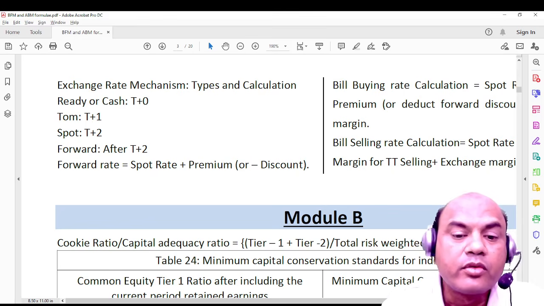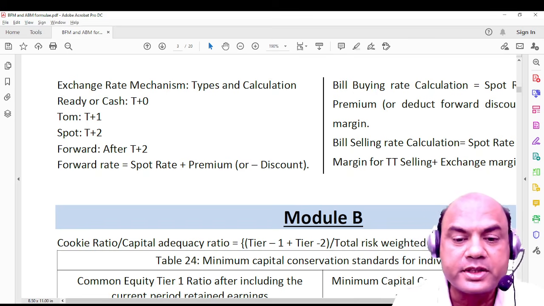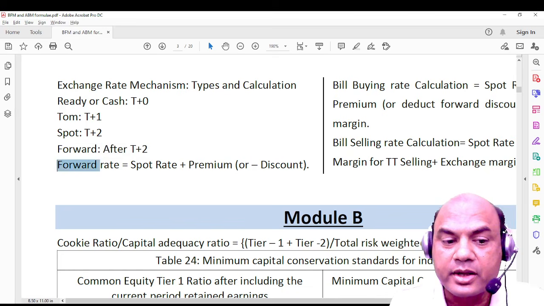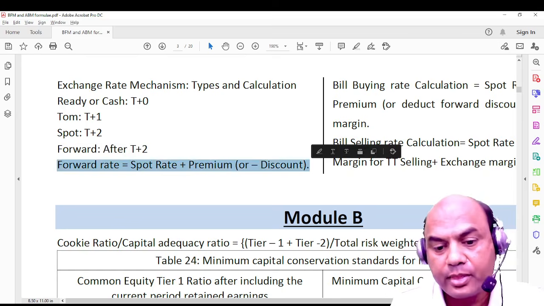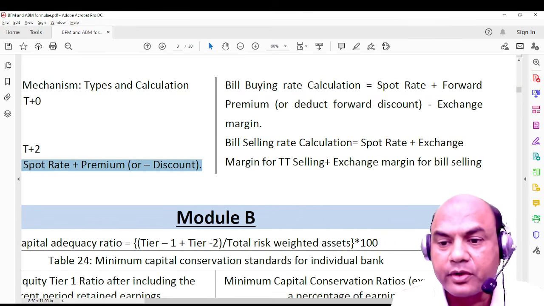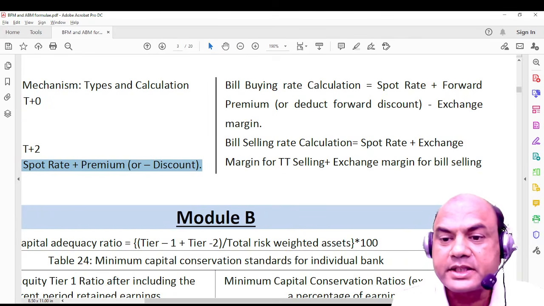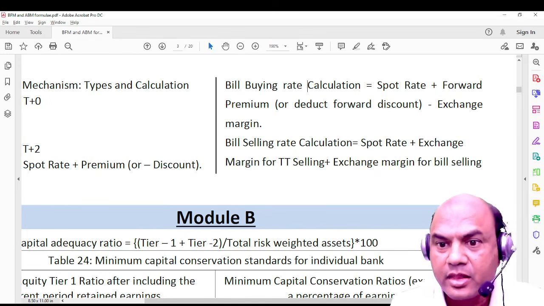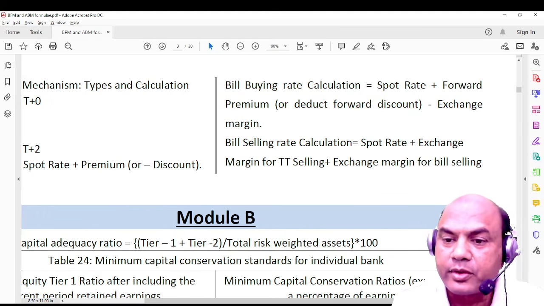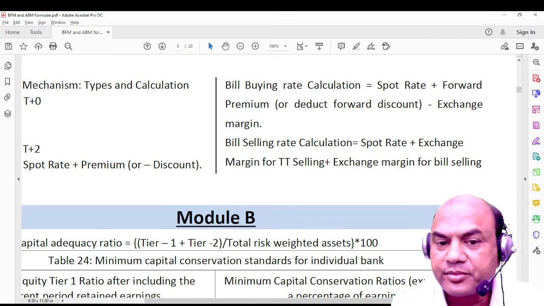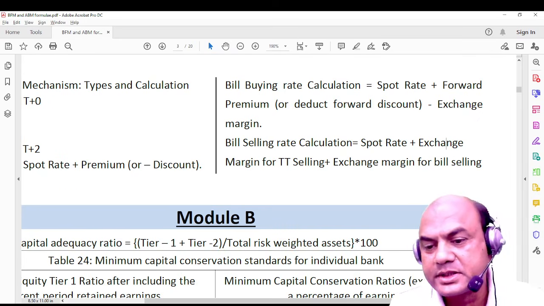Forward rate equals what? Spot plus premium minus discount. I am repeating again and again because you will be getting numericals on this. Bill buying is equal to spot plus forward premium minus exchange margin. This is a basic formula used for any buying and selling. For buying it is spot plus forward premium minus TT margin or exchange margin, and for selling it is spot plus exchange margin plus the forward premium.